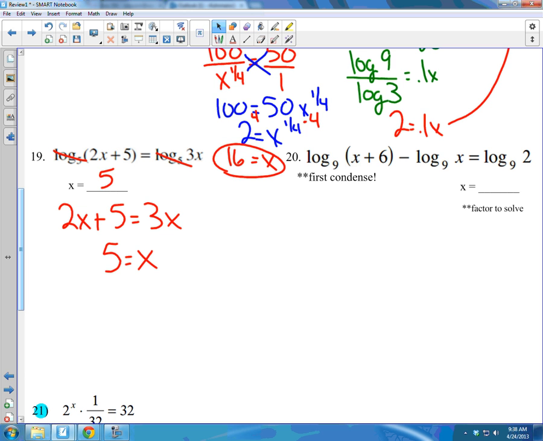Now on 20, I did tell you to condense. What I should not have put there is this factor to solve. That's not correct. So hopefully we'll have already made that correction as you're looking at this problem.